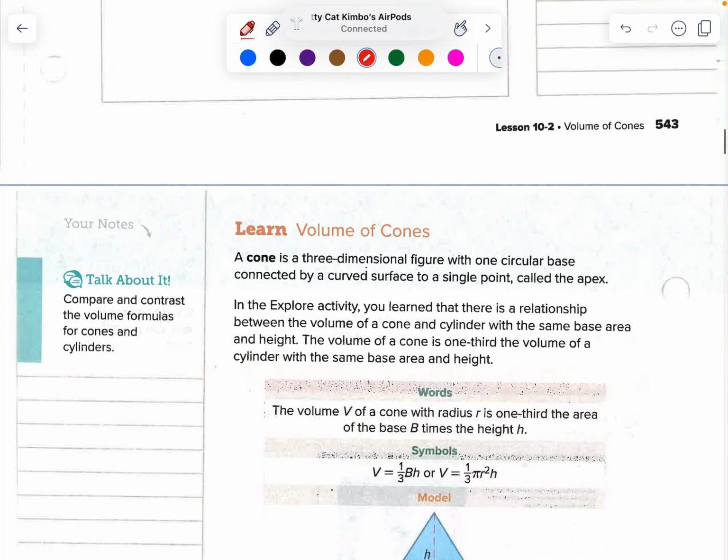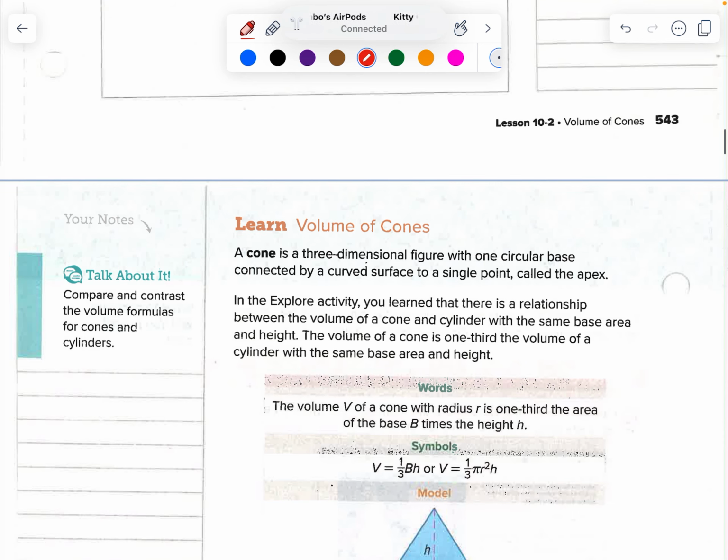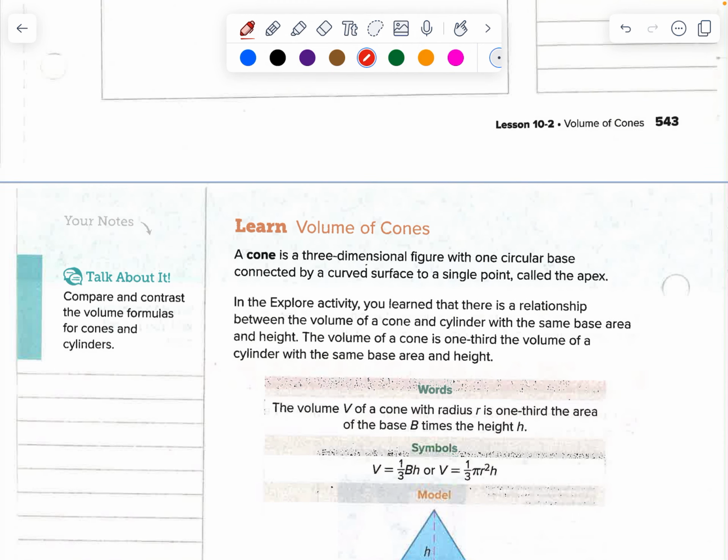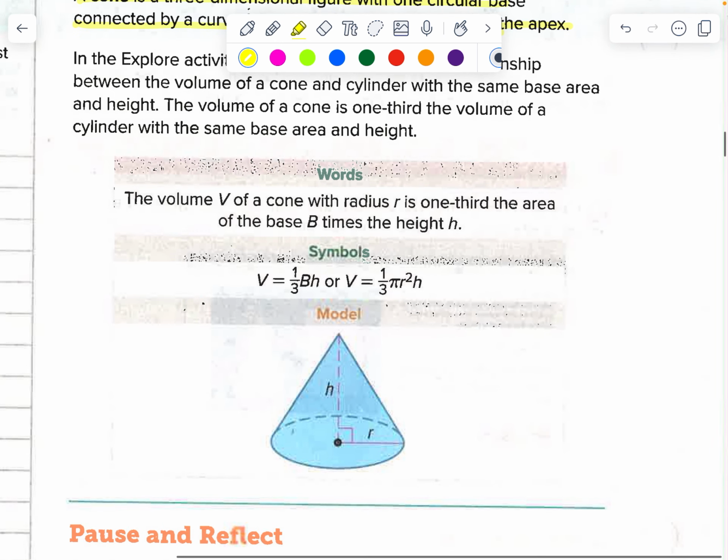Okay, we are going to be on page 544, and we are going to be doing the volume of cones. A cone is a three-dimensional figure with one circular base connected by a curved surface to a point called an apex. So this right here, this is the apex. This down here is the base. Right there, that's the circular base.